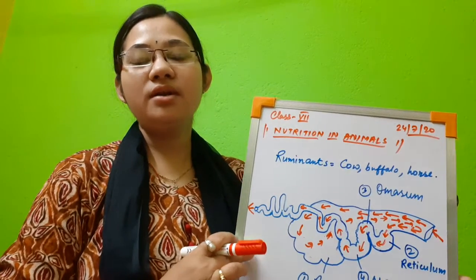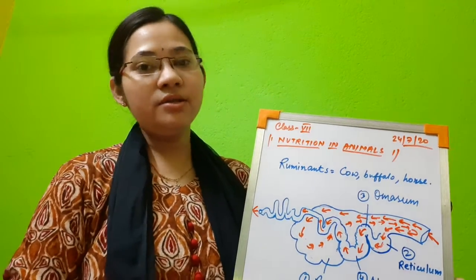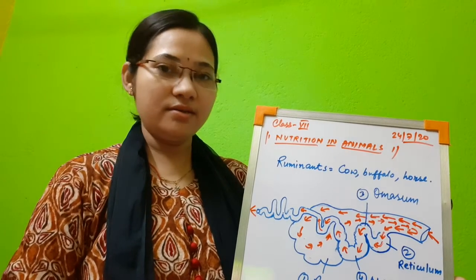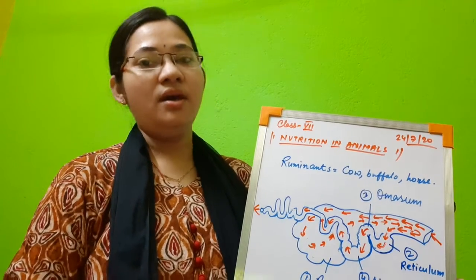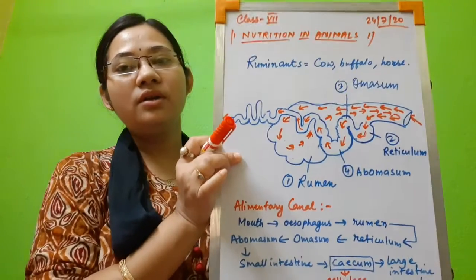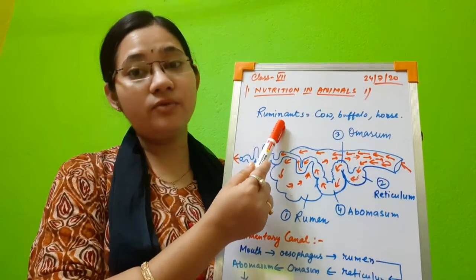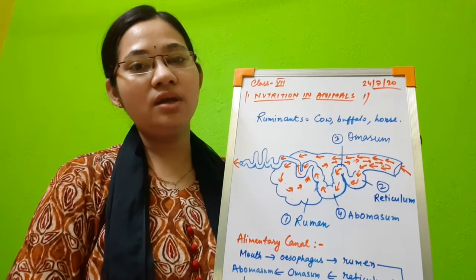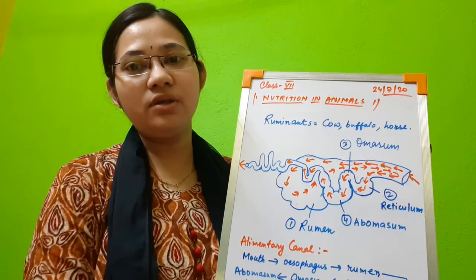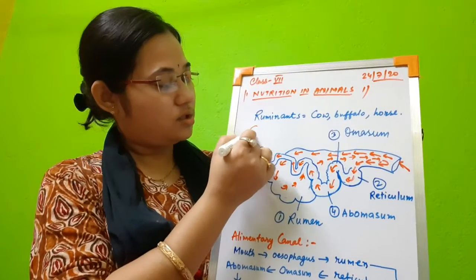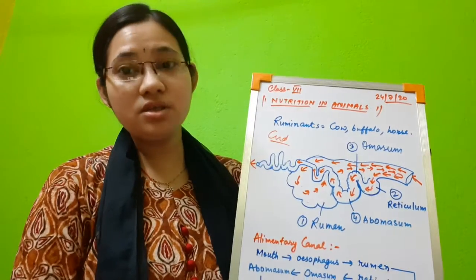Today we are going to study about nutrition in animals. We have studied about the digestive system in human beings, and today we are going to study about the digestive system in case of ruminants, that means the herbivores, that means cud chewing animals, like cow, buffalo, horses, etc. CUD, cud, those animals which chew cud.